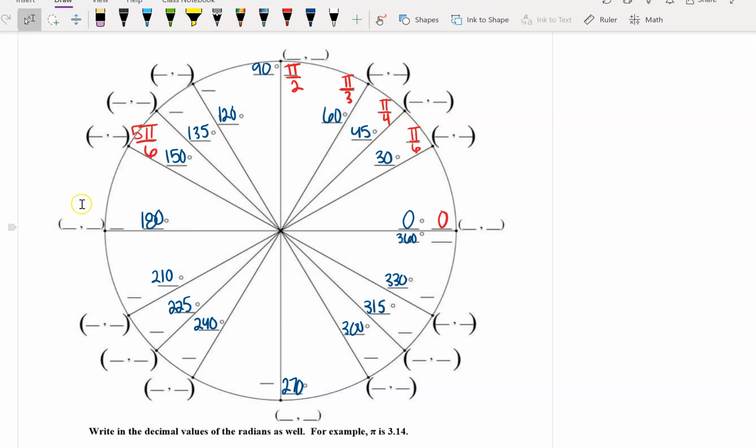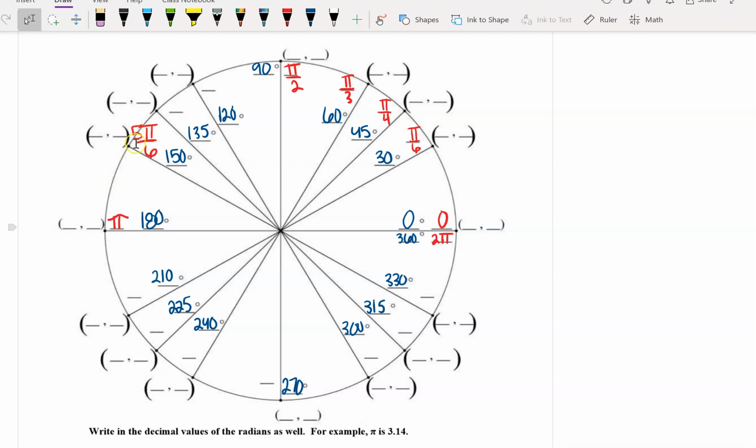Another important thing, and actually what's pretty helpful in determining what's in this quadrant, is knowing that 180 is always the same as pi, and all the way around the unit circle is going to be 2 pi. So those are important to kind of help determine where certain radian measures go.